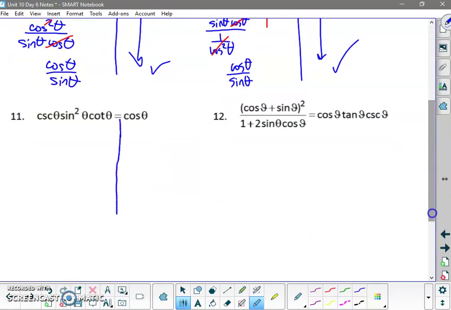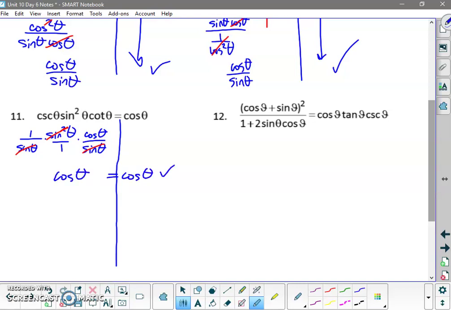Number 11. Well, obviously the right side is going to stay cosine theta. So somehow I have to simplify this expression here. And again, it's all about the substitution. Cosecant is 1 over sine theta, times sine squared theta, times cotangent, which is cosine theta over sine theta. You can put this over 1 if it makes it easier to visualize. But here's what's going to happen. That sine cancels with one sine in the numerator, and this one cancels with the other sine in the numerator, and I am just left with cosine theta, and that's what I have on the other side as well. So that one's kind of simple.